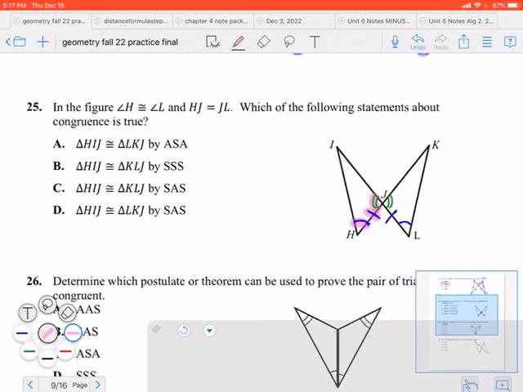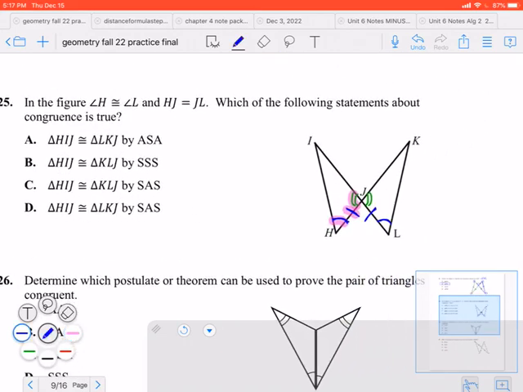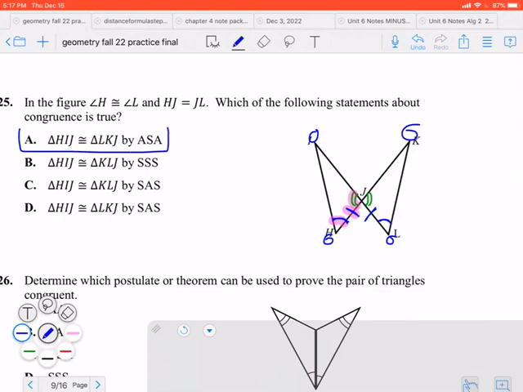And that would be, and let's look at the order of the letters. H, I, J, and then L, K, J. H corresponds to L, I to K, and J to itself. So we've got letter A here, and it's the only one that said angle, side, angle.